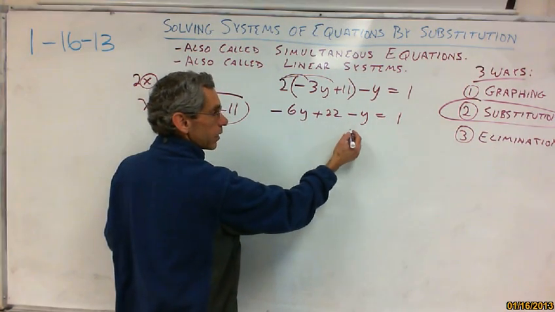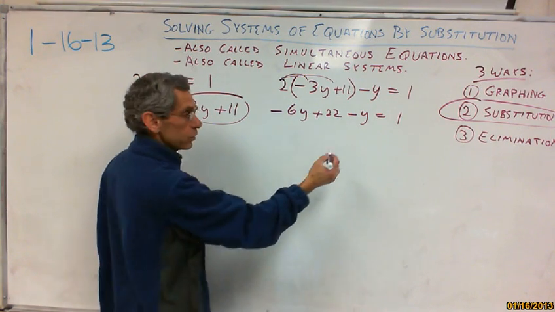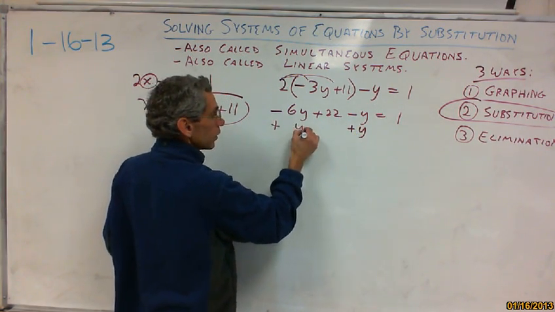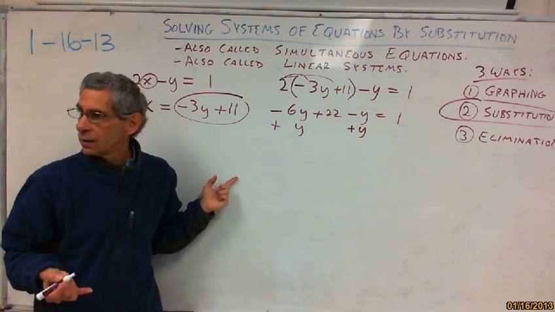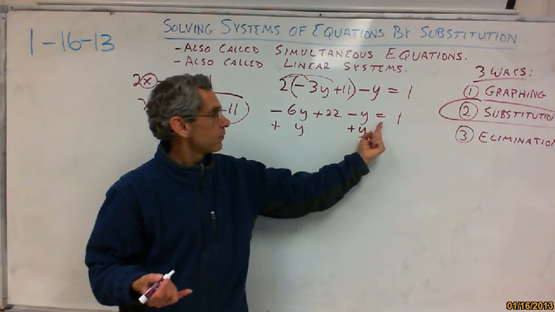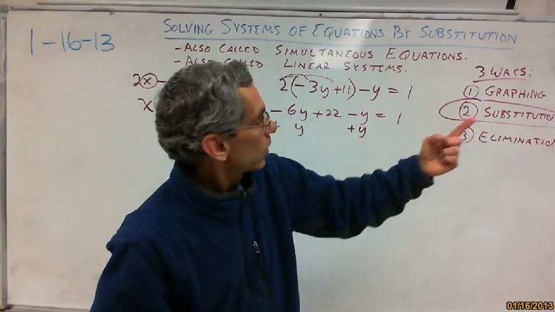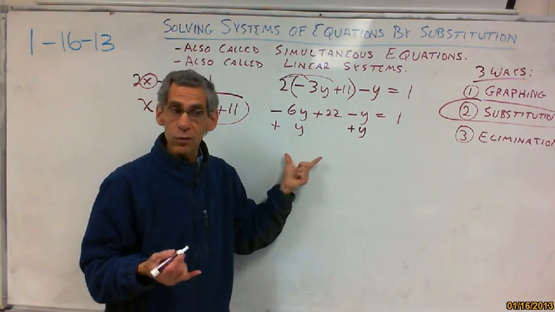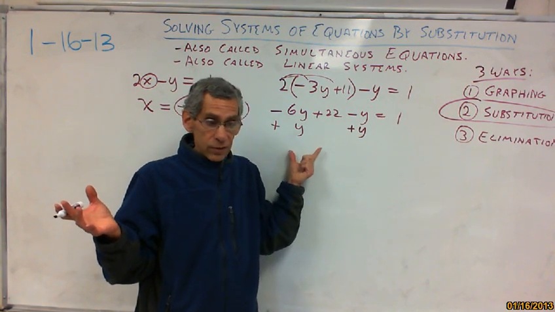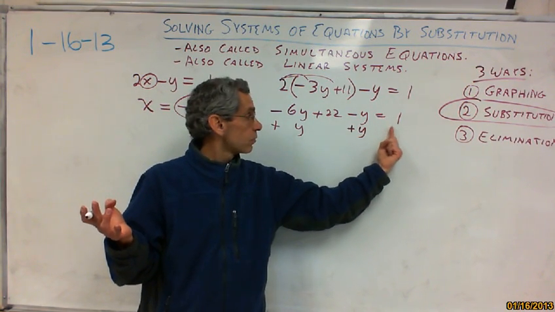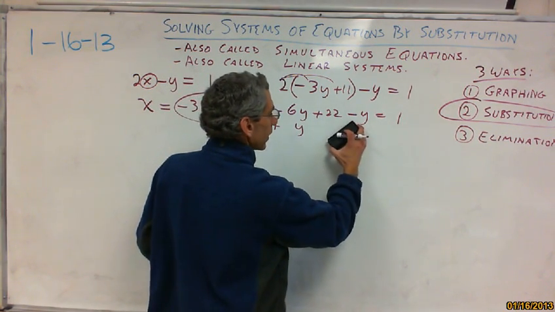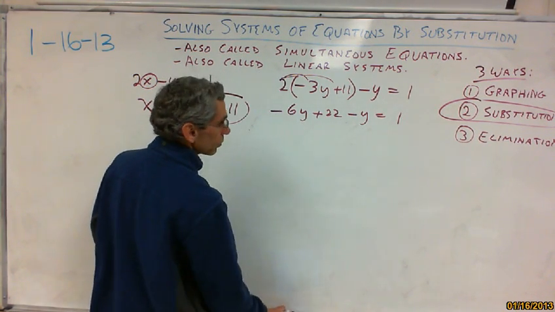I'm not going to do this. This is what a lot of people do that is wrong. They will go like this: plus y, plus y. What's wrong with that? It's on the same side of the equal sign. Then you think you're doing it on both sides. Well, you're not. You're adding two y's out of nowhere to the left side and not anything to the right side of the equal sign. So that's not what you do.